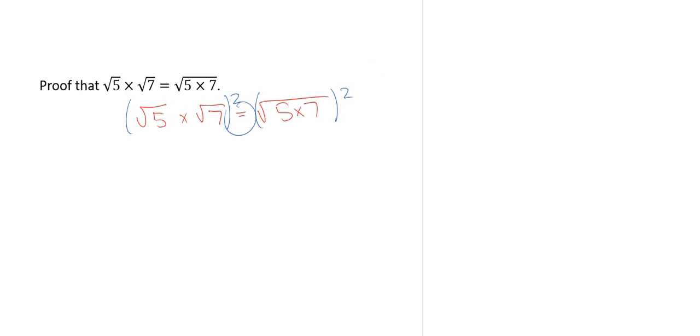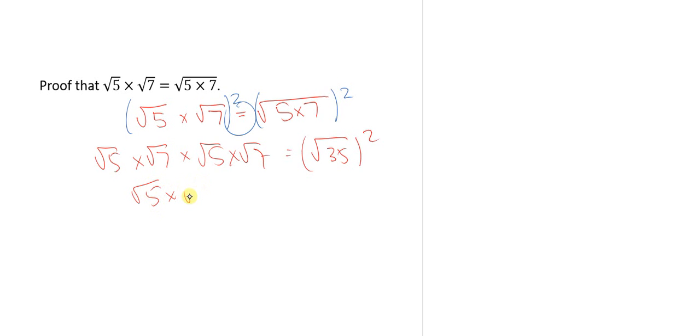Now this is going to give us the square root of 5 times the square root of 7, multiplied by the square root of 5 times the square root of 7, just been squared. This equals the square root of 35 all squared. Now, rearranging this slightly, we get root 5 times root 5 times root 7 times root 7 equals root 35 all squared.